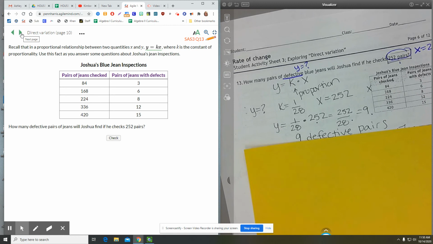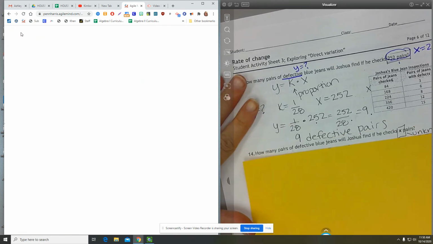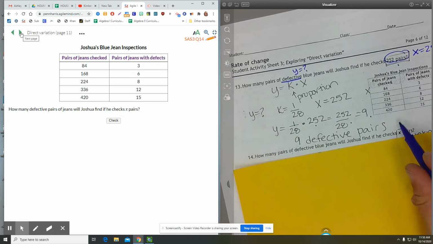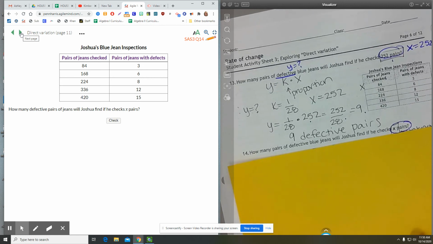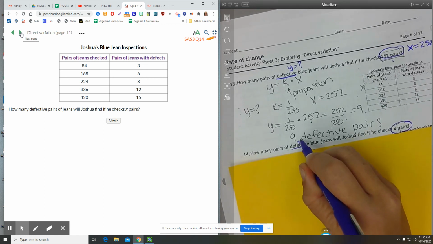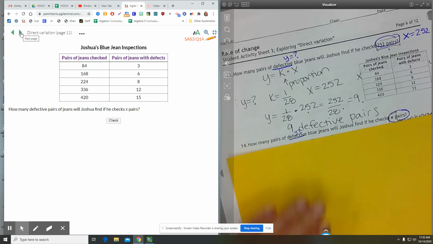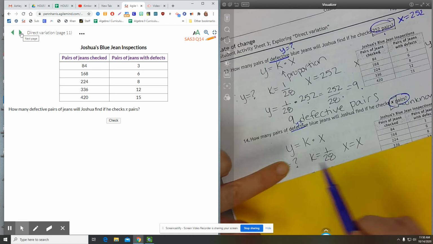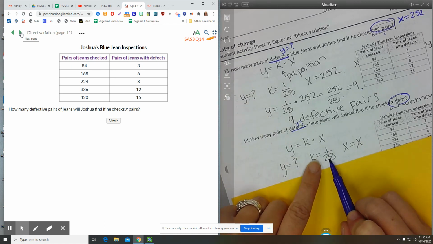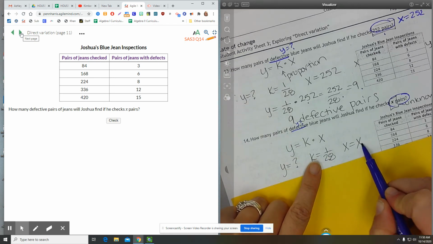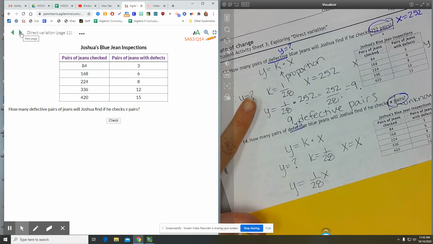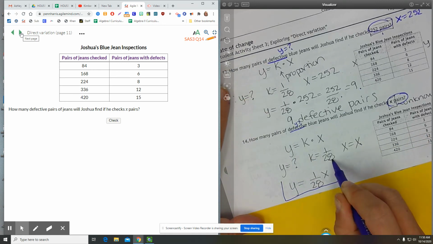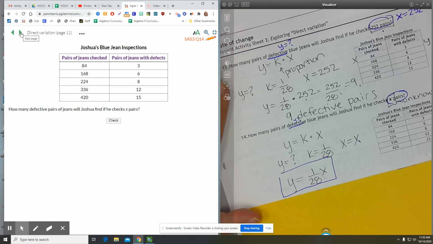This time, for number 14, we're going to go the other way. This time they say, how many defective pairs will we find if we check X? Well, we're still wondering for Y. We don't know Y, and we don't know X. So we're just going to fill in our blank problem. We know our constant, and they're saying that X is X. This is the formula we get. Y equals 1 over 28 times X.